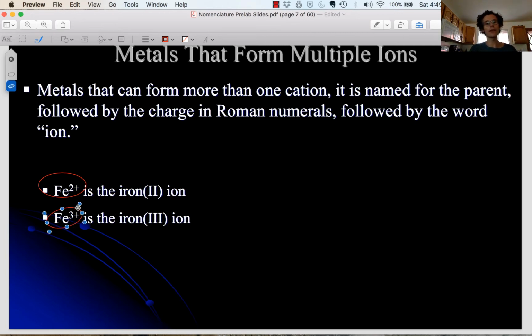Because if you named this cation conventionally, based on just the nomenclature we've talked about, you would call both of these iron ion. You have to use a Roman numeral to specify which iron ion you're talking about. If you have Fe2+, you use the Roman numeral 2. If you have Fe3+, you use the Roman numeral 3. So real important, when you're talking about variably charged metals, that is the ones that can have different charges, you're going to include the Roman numeral in your naming.